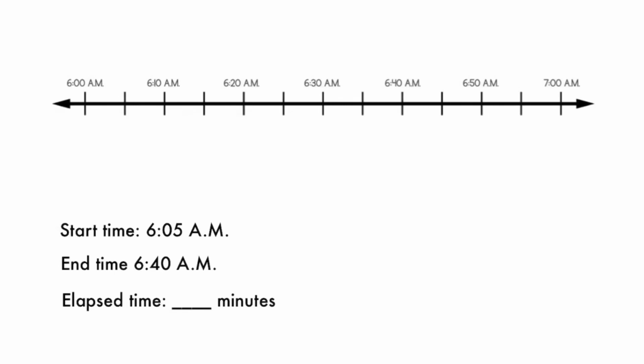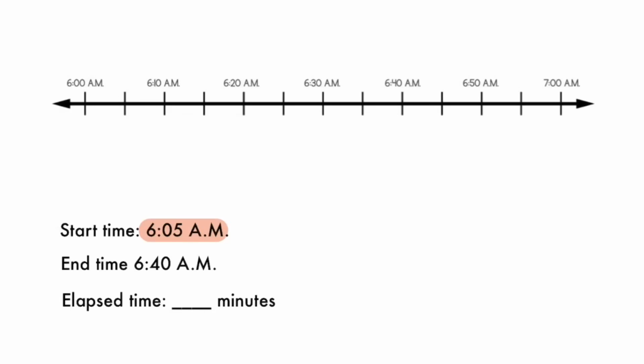This problem says start time is 6:05 a.m. and end time is 6:40 a.m. We need to find the elapsed time between those two times. That simply means how much time has passed between 6:05 a.m. and 6:40 a.m. Remember, start time is 6:05 a.m.